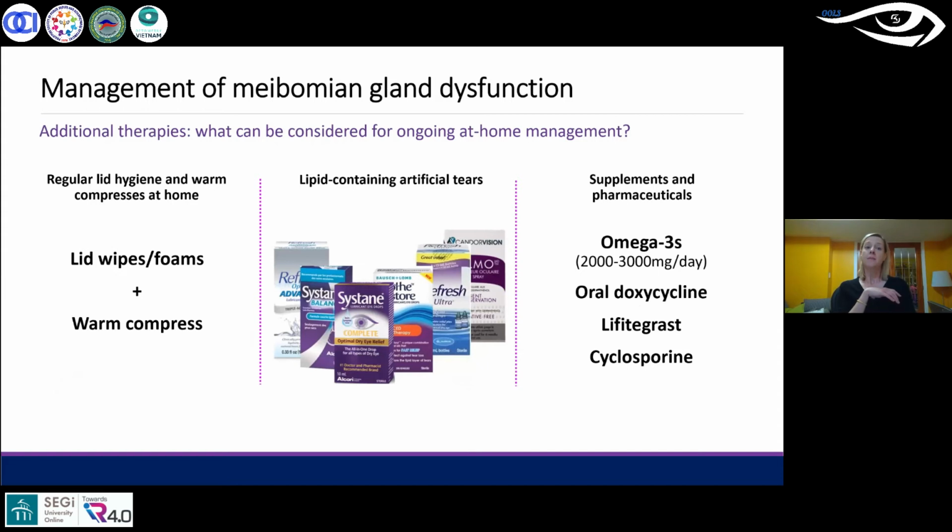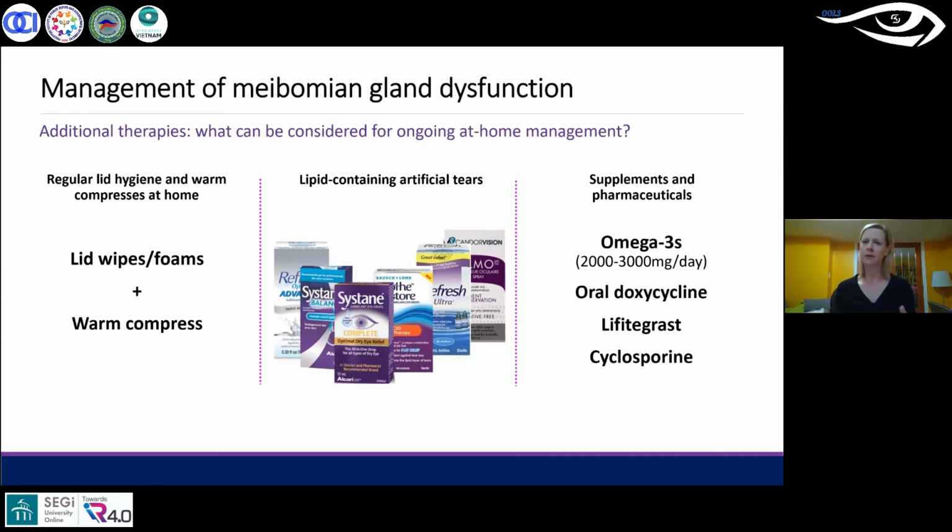And that's at-home management. Again, you can send them home with a warm compress, perhaps the one that you've used on them in practice that day with their permission. There are lid wipes and foams for home use. Lipid-containing artificial tears are a great option for these patients.